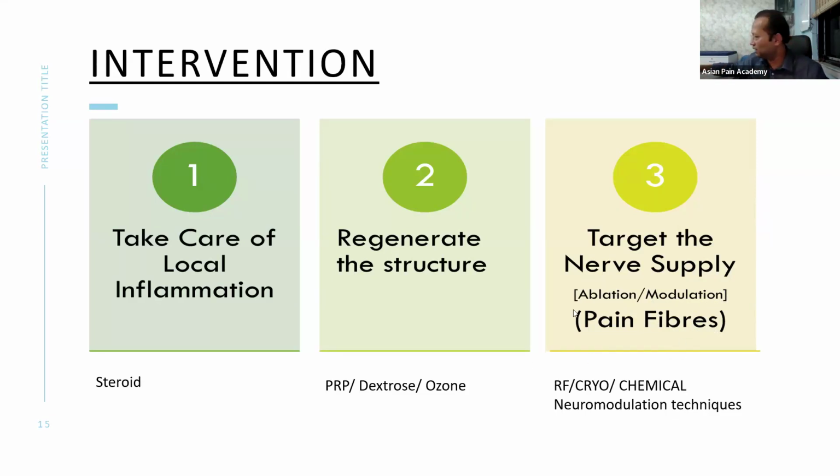But sometimes both the fibers are together, then we have to do some different methods that Dr. Devjyoti will say. So here, ablation is done by radio frequency, cryo, or chemical neurolysis. Chemical neurolysis means alcohol, phenol, those things. So these are for ablation.